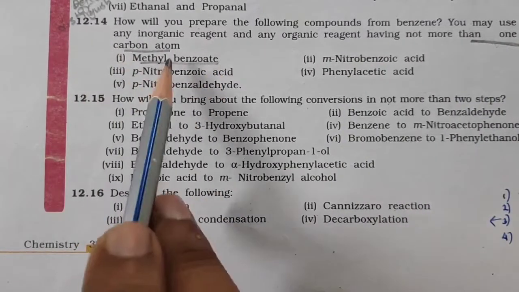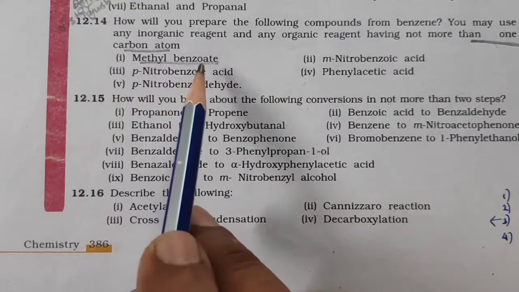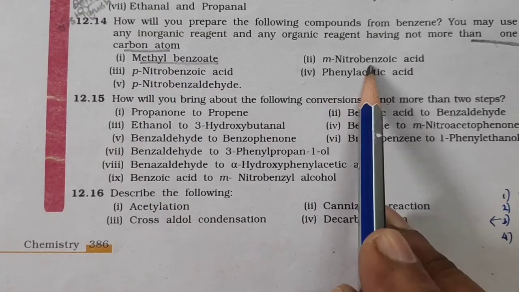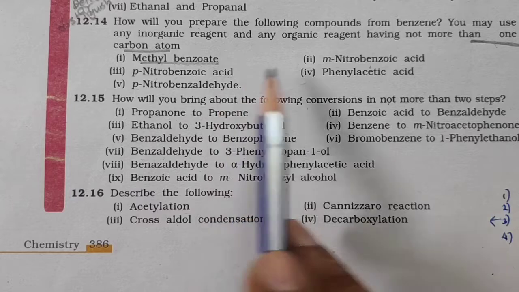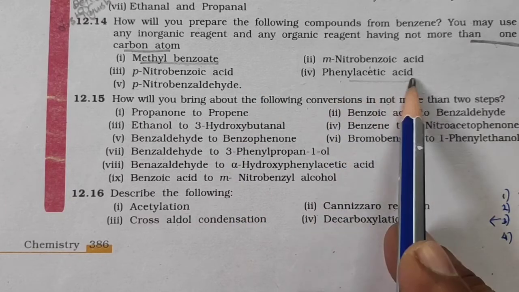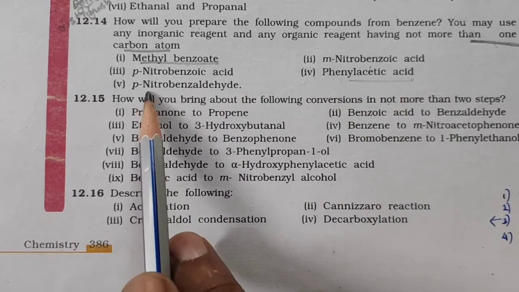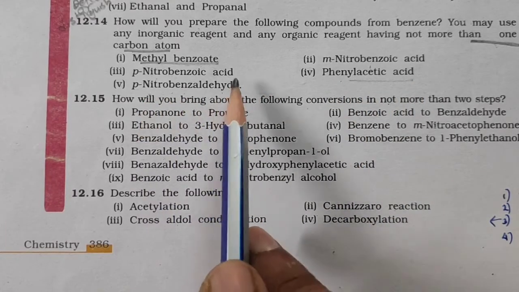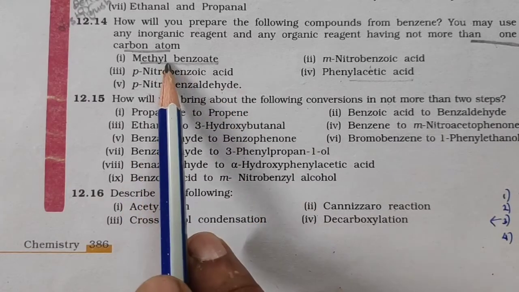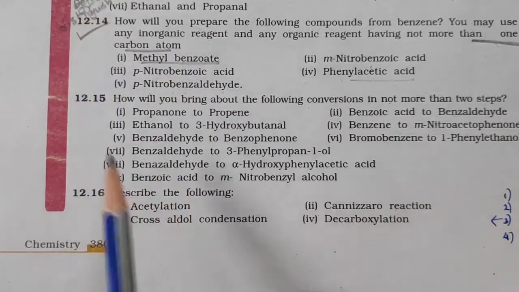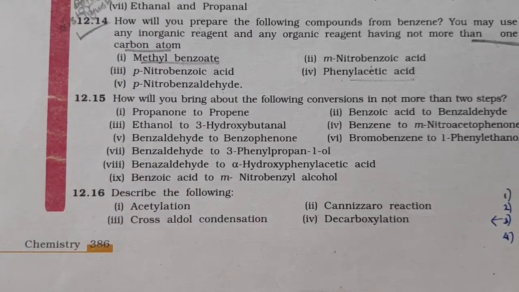So the first one is methyl benzoate. This is an ether. Meta-nitrobenzoic acid, that we have already studied. Para-nitrobenzoic acid we have studied. Phenyl acetic acid, that also. And para-nitrobenzaldehyde. All this we have seen in chemical properties and preparation. Okay. So the first one, methyl benzoate, that we are going to see.